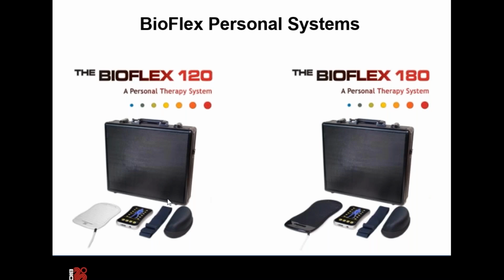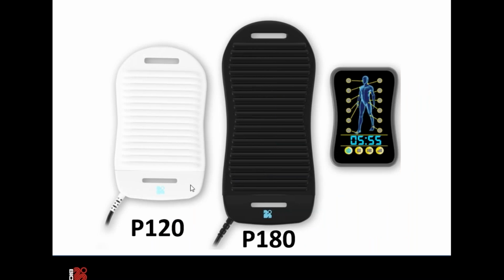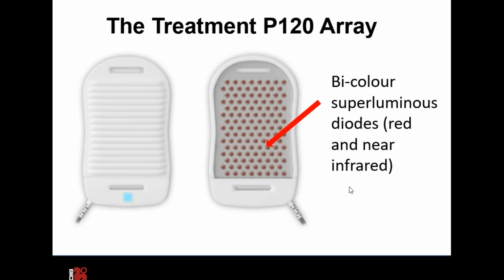So we actually manufacture and sell two different systems, the BioFlex 120 and 180. The differences lie in the fact that the 180 has 180 diodes of light, whereas the 120 obviously has 120. The surface area is larger in the 180, and there's obviously more energy being emitted compared to the 120. The sizes are such that if you're treating large areas of the body, the 180 makes more sense, or if you're a larger person, as opposed to a smaller person or treating smaller areas, then the 120 would be more suitable choice.